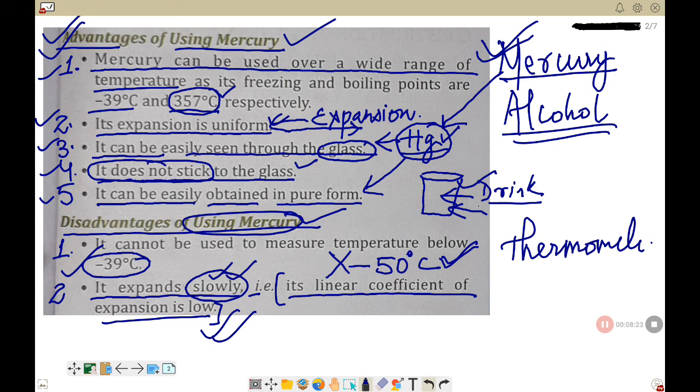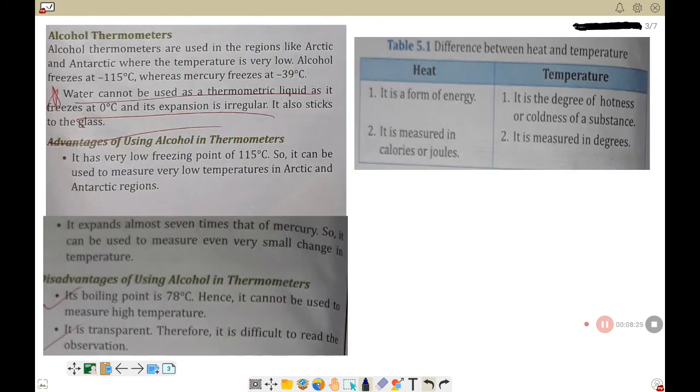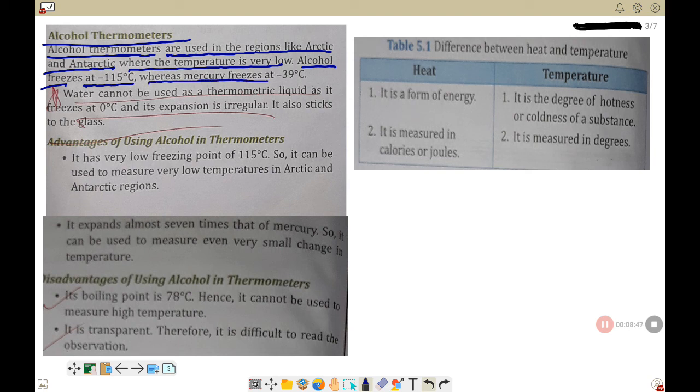Now let's learn about the second type of thermometer, that is alcohol thermometers. Alcohol thermometers are used in regions like the Arctic and Antarctic. So you know the North Pole and South Pole are very, very cold, always covered with snow, isn't it? Where the temperature is very low, alcohol freezes at minus 115 degrees Celsius, whereas mercury freezes at minus 39 degrees Celsius. So you know the temperatures at the North Pole and South Pole are very, very low.